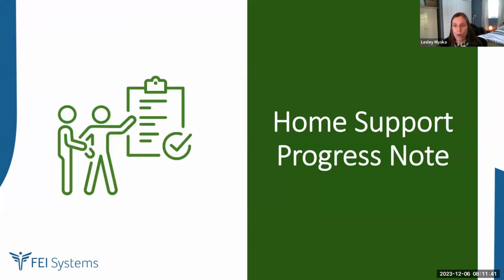A summary of the home support services provided should be entered into Evergreen as a progress note each month.